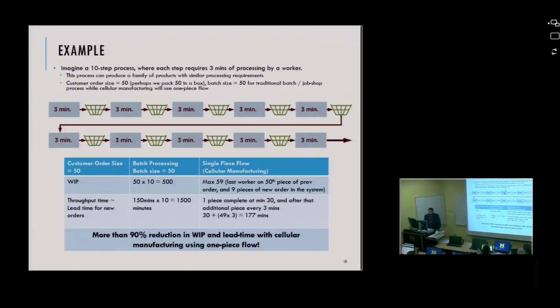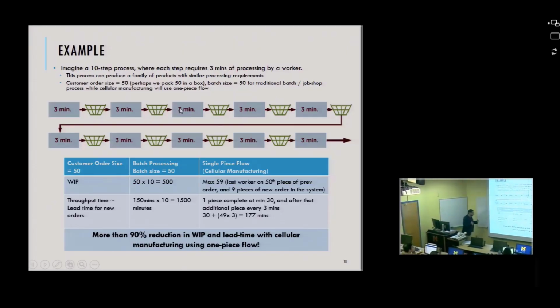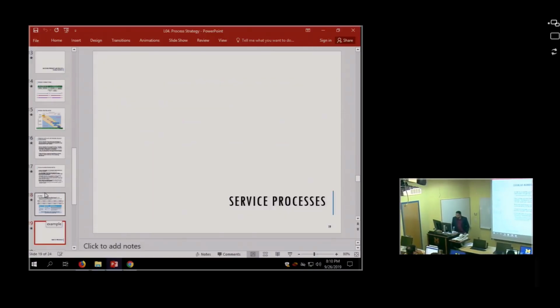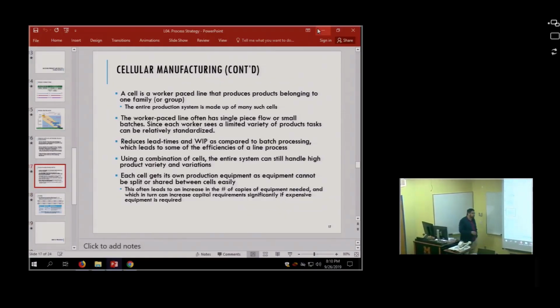So these are the big advantages when you take batch processing or job shop and move it to one piece flow cellular manufacturing. Your WIP goes down, throughput time goes down, lead times go down, you can deliver to customers faster. Often your processing can be more efficient as well. Even in service, we see that happen. So you can see some hospitals trying out cellular manufacturing.